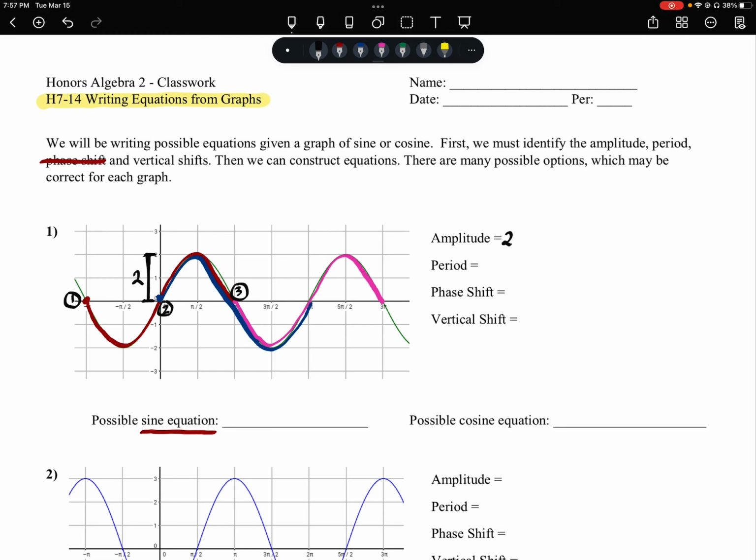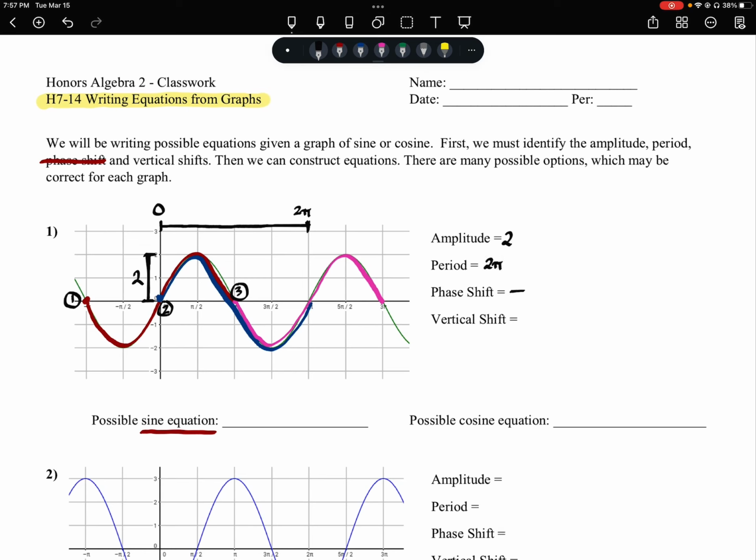Our period length, I would just choose where does it start at 0 here, and then see how long it takes it to get through one full cycle. So it looks like it makes it all the way to here. So this is 0, and then this goes all the way to 2 pi. I know it's hard to see because I just covered it up, but that would tell us that our period length is 2 pi.